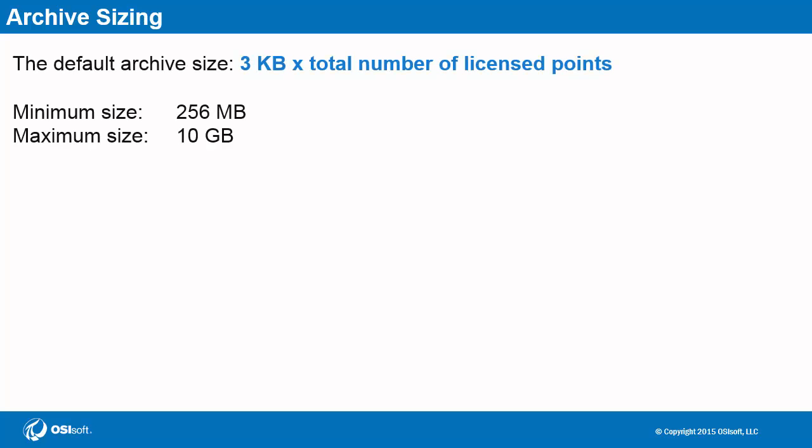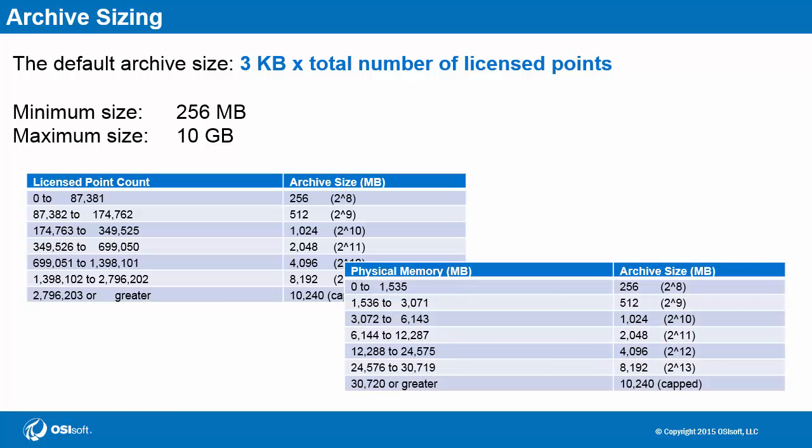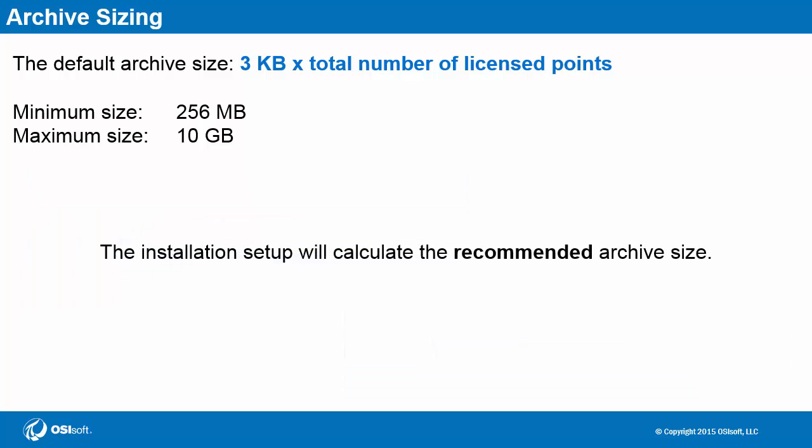The hardware sizing spreadsheet gave recommended sizes for Pi archives, but here's how the calculations are actually made. Depending on the total number of licensed points, a Pi archive size is determined. And also, in addition, the archive size is dependent on the computer's physical memory, as shown here. But luckily, on newer versions of the PyData archive, these calculations are completed for you and displayed during the installation process. At that point, we'll just accept the defaults when asked.